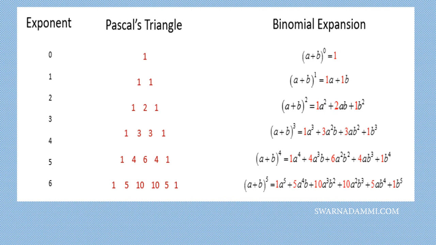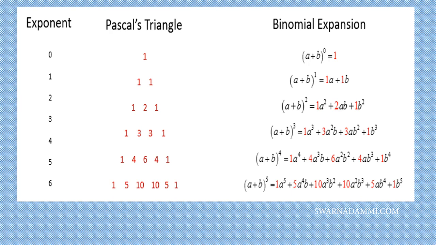When the exponent equals 4, the row 1, 4, 6, 4, 1 gives us the coefficients to expand (a plus b) to the power 4.